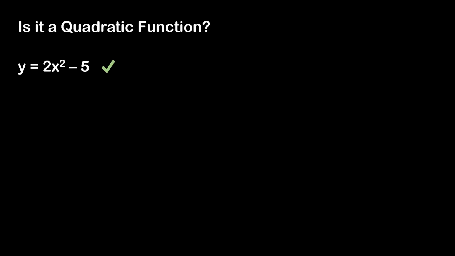So that works. Y is equal to 2x plus 3 does not work because we don't have an x squared term. Remember, we said the function has to have an x squared term for it to be a quadratic function. In this case, you might have recognized that it is actually a linear function, but it is not a quadratic function. Y is equal to 8x is not a quadratic function.